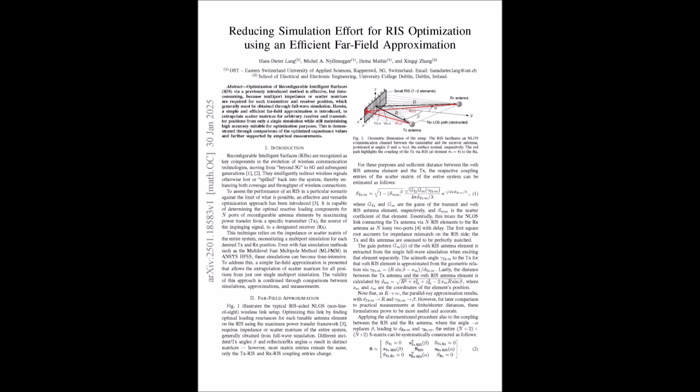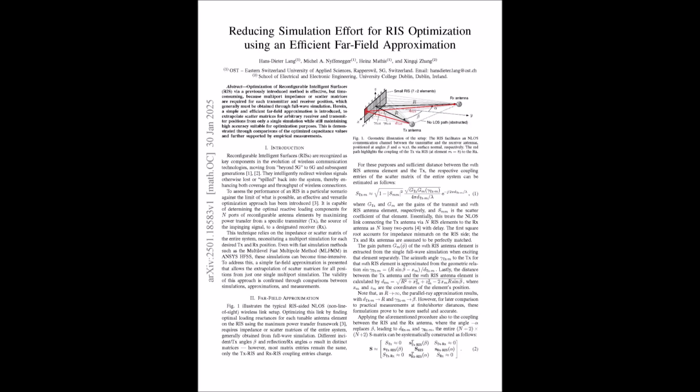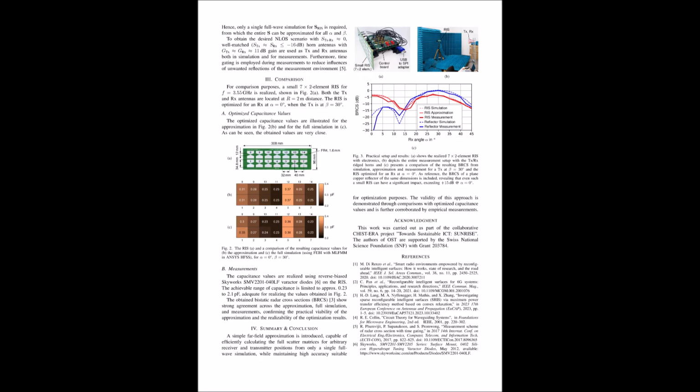The researchers meticulously designed and built this prototype specifically to validate their approach. They carefully chose a small rectangular surface with 14 elements arranged in a 7x2 grid. Each element incorporated varactor diodes, which allowed them to electronically control the capacitance of each element. So they could precisely tune each element on the RIS to match the values predicted by their optimization method.